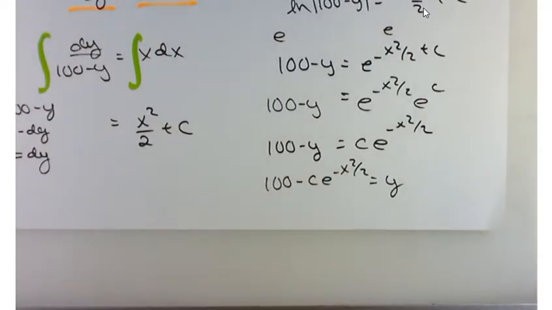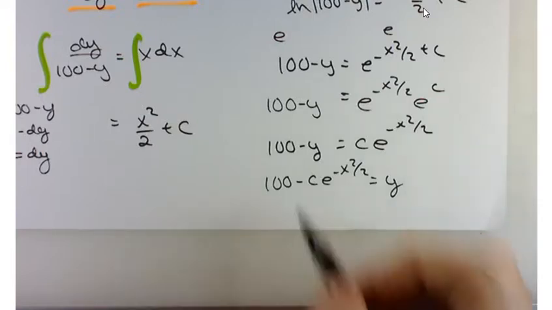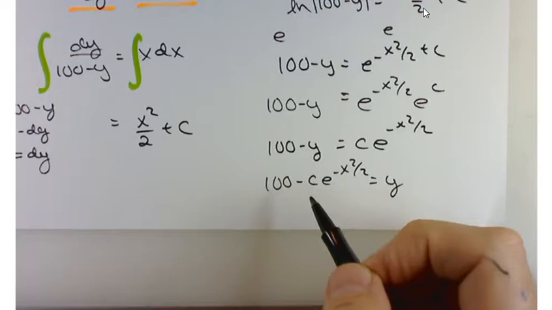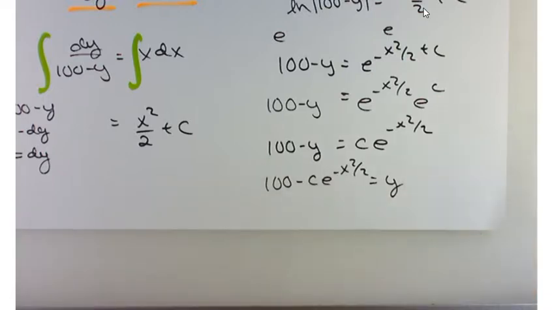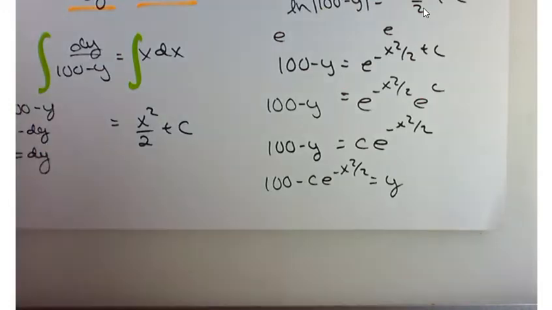Whew! How many people got that one? Depending on how you did it, you can have a plus c here, plus c, minus c, doesn't matter. You do need to have the negative in the exponent. So it has to be negative x squared over 2. All right, good job.